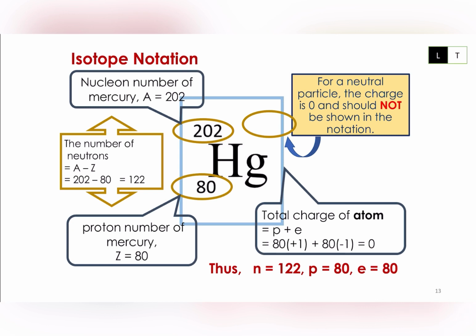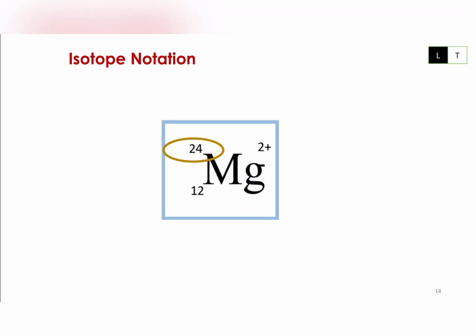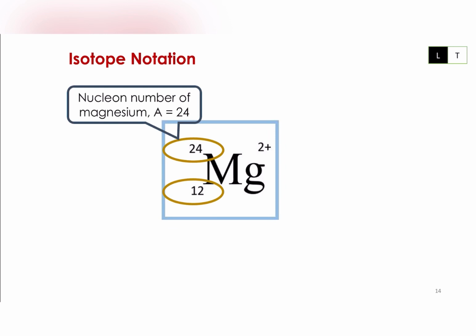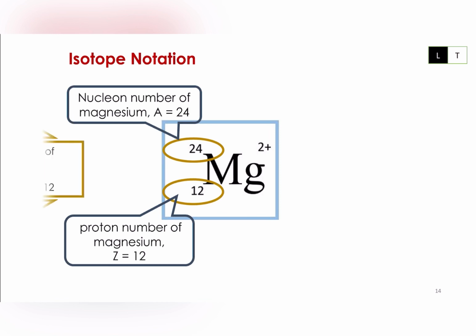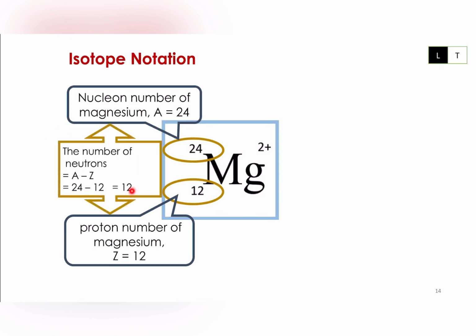So for the isotope notation of a neutral atom, the proton number and electron number should be the same, as you see from this example. Let's continue with the second example. I have magnesium, but with charge here, 2+. So what we are going to do is determine the nucleon number for magnesium, which is 24, and the proton number is 12. So I will calculate the number of neutrons, which is 24 minus 12, I got 12.